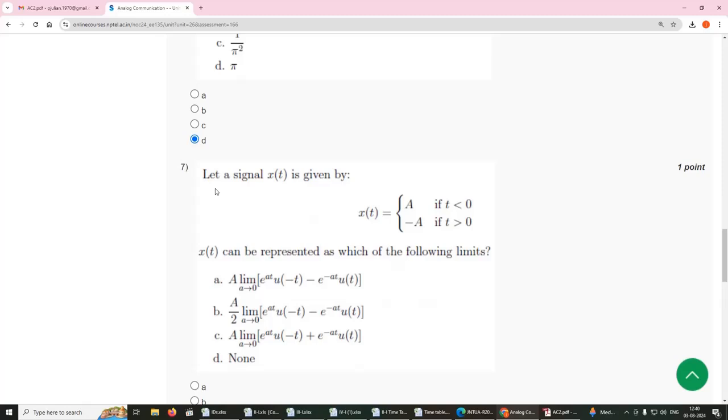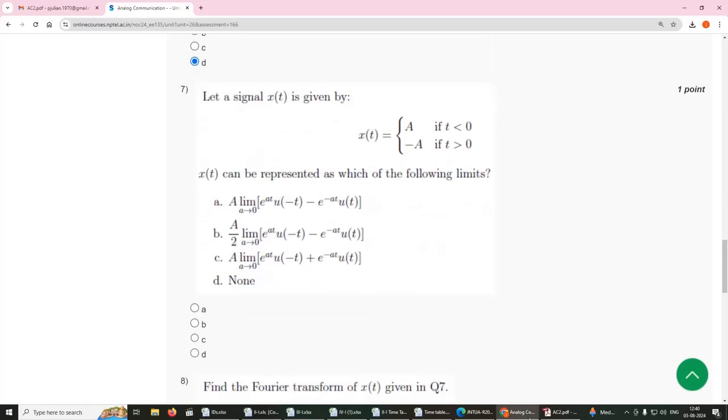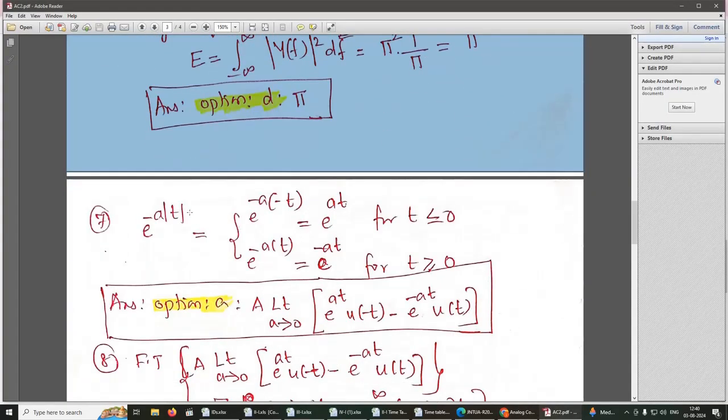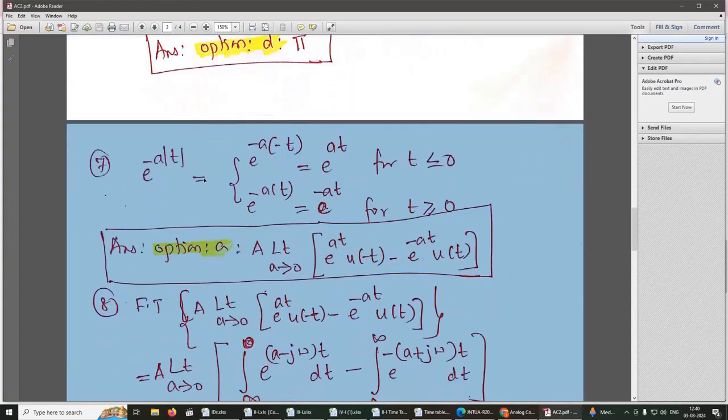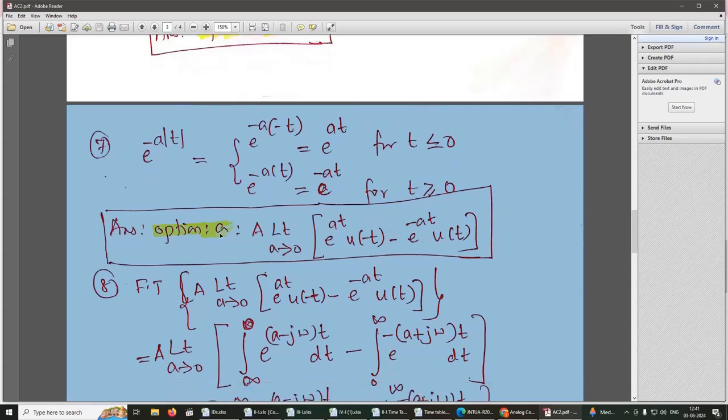Seventh question: let a signal s of t be given by these two constants for negative time and positive time. We will see the solution for this. The answer is e power minus a minus t for t less than 0, where t is negative, and e power minus at for t positive. So for t less than 0, which means t negative, it is e power at. For t greater than 0, t is positive, it becomes e power minus at.